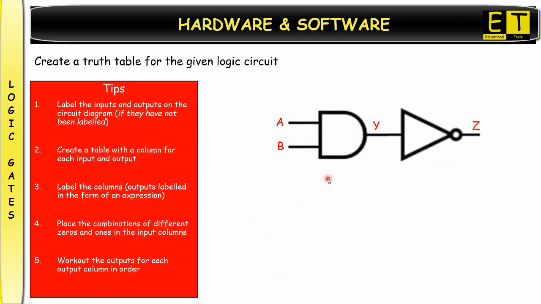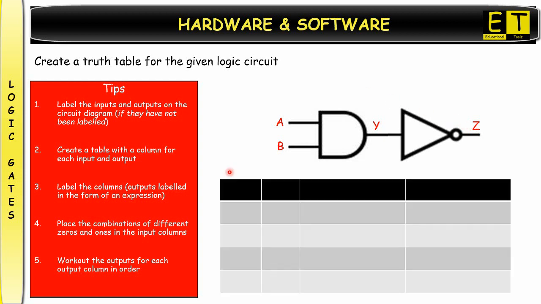Now it's time to take our understanding of logic gates further. Here we have an AND gate and a NOT gate, and we need to create a truth table for this circuit. To start off with, ensure that your logic circuit is labelled with the inputs and outputs, so we have two inputs and two outputs. The next step is to create our table with appropriate headings. So the two inputs we have are A and B. The shorthand expression for the AND gate is Y equals A AND B, and for the whole circuit is Z equals NOT (A AND B).